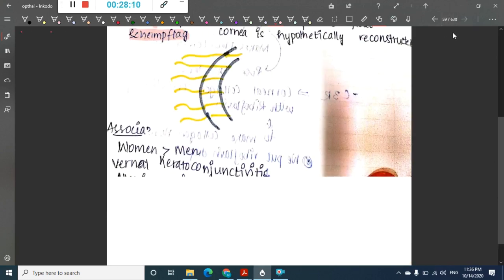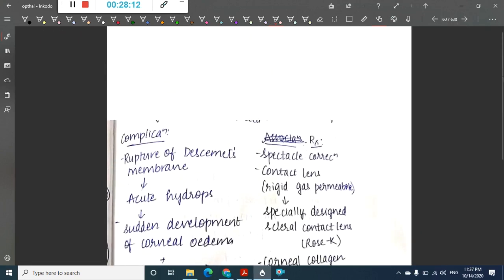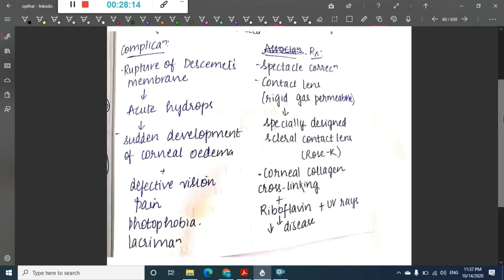Then the associations are very important, but before going to associations, we will see the complications. Complications are that this will lead to rupture of the Descemet's membrane.